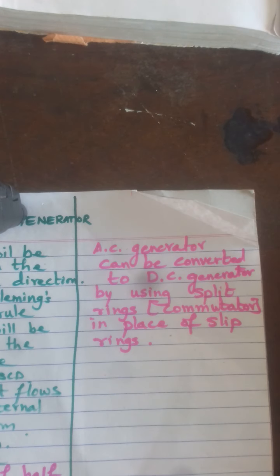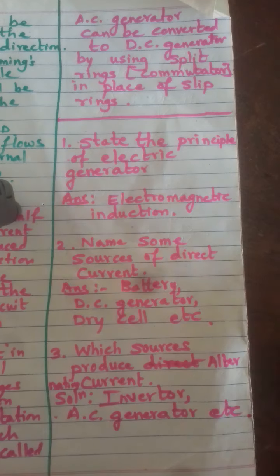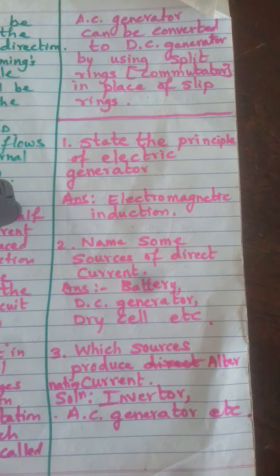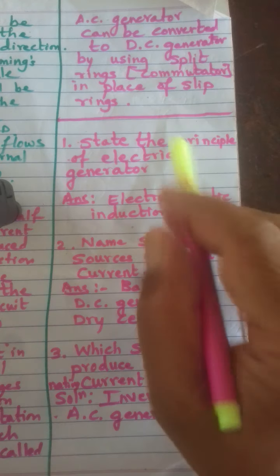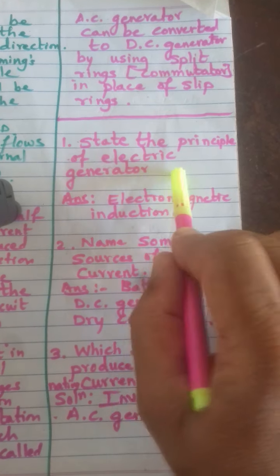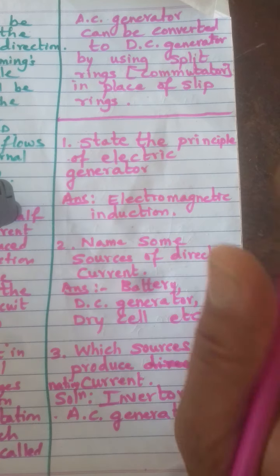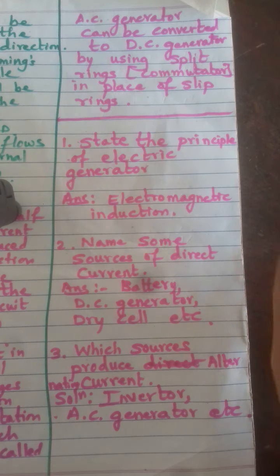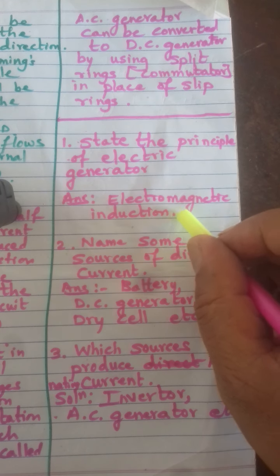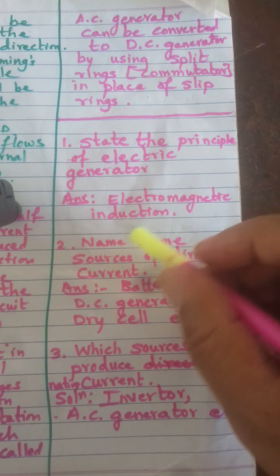Take down these notes. Now let us see some in-text questions. On page number 237, the first question is, state the principle of electric generator. You all know electric generator uses the principle of electromagnetic induction. So the answer is electromagnetic induction.